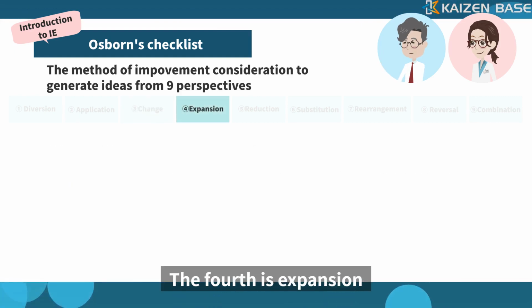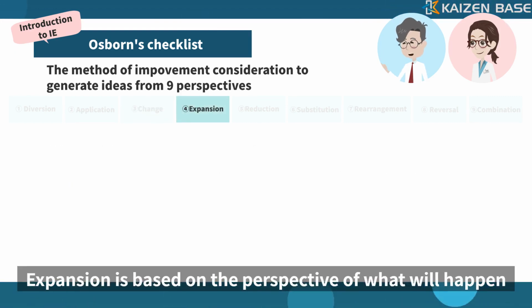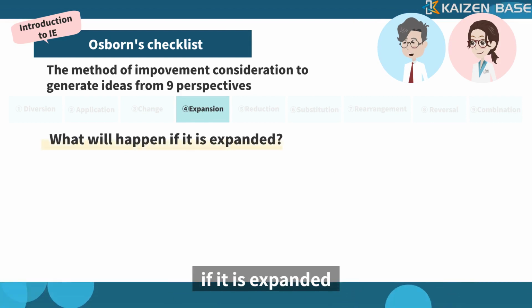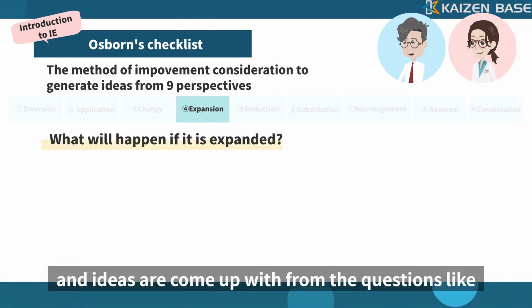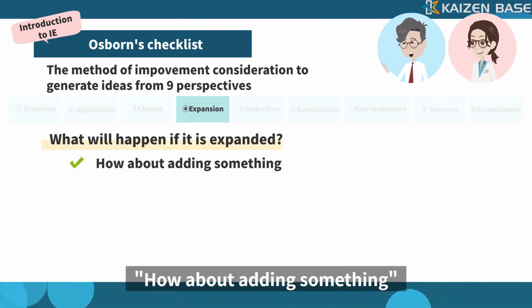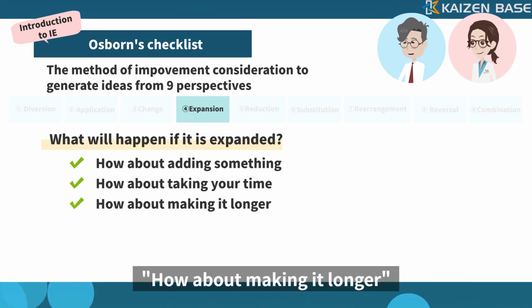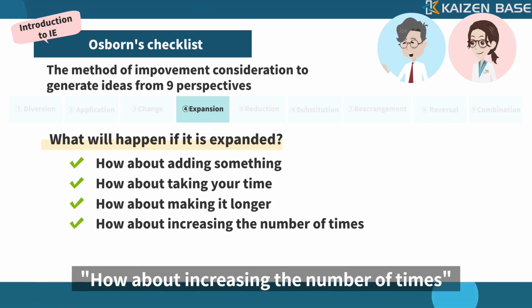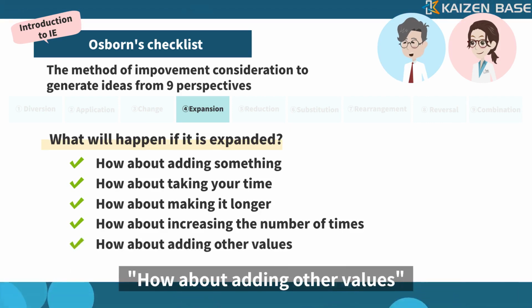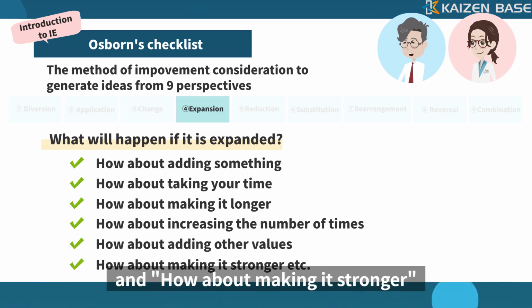The fourth is expansion. Expansion is based on the perspective of what will happen if it is expanded, and ideas are come up with from the questions like, how about adding something, how about taking your time, how about making it longer, how about increasing the number of times, how about adding other values, and how about making it stronger.